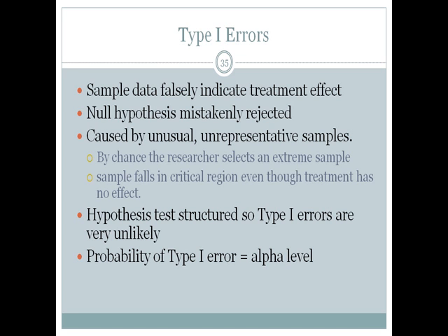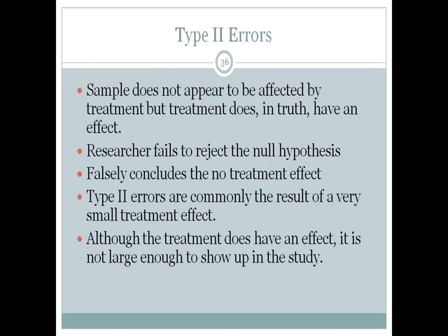Type 2 errors are when the sample does not appear to have been affected by the treatment, but the treatment does have a real effect. So in this case, the researcher would fail to reject the null hypothesis and falsely conclude that the treatment does not have an effect. Type 2 errors are commonly the result of a very small treatment effect. So a type 2 error will often happen when there really is a treatment effect, but the real treatment effect is too small for the statistical test to pick it up.